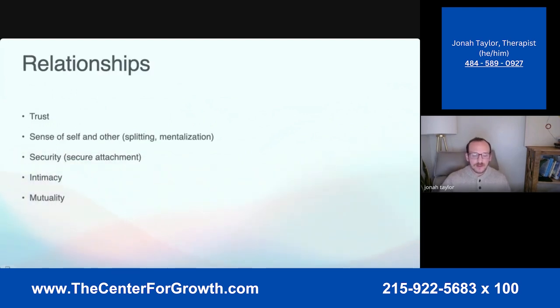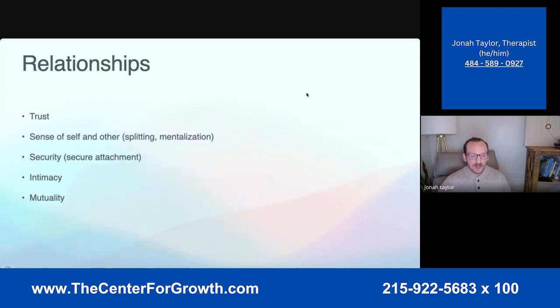The next area of functioning is relationships. That includes how people trust. Some people might have difficulty trusting others, which can lead to skepticism, vigilance, bitterness, and ultimately isolation. And of course, being overly trusting can be a challenge too.